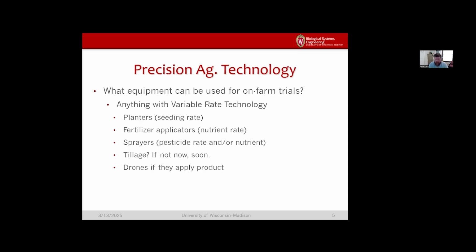So what equipment can we use for on-farm trials? The short answer is anything with variable rate technology. I listed a bunch here: planters, fertilizer applicators, sprayers, tillage. But I think back to my experience working with spinner spreaders. Those have variable rate application built into them, so we can do that.